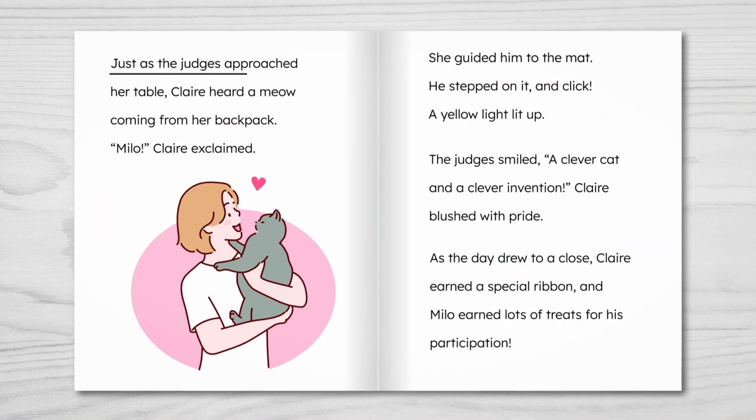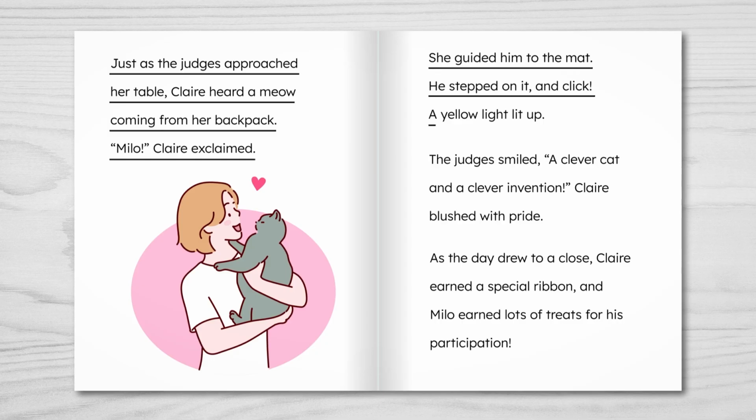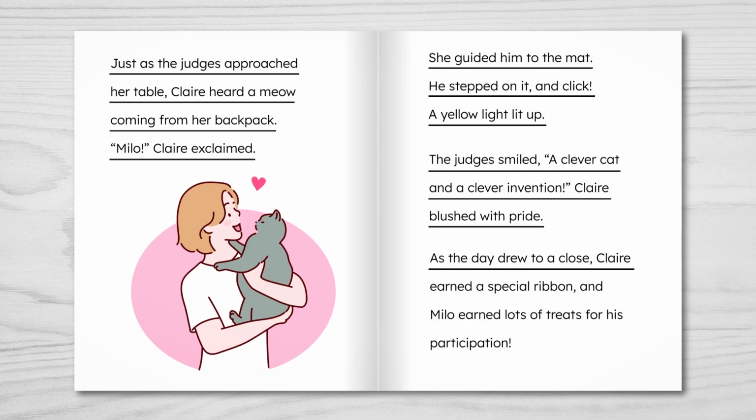Just as the judges approached her table, Claire heard a meow coming from her backpack. "Milo!" Claire exclaimed. She guided him to the mat. He stepped on it, and click, a yellow light lit up. The judges smiled. A clever cat and a clever invention. Claire blushed with pride. As the day drew to a close, Claire earned a special ribbon, and Milo earned lots of treats for his participation.